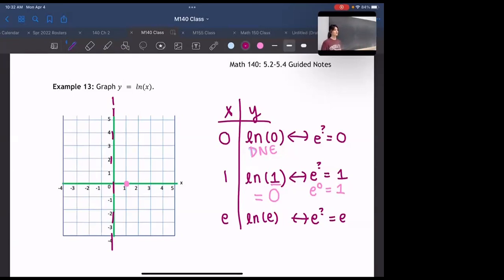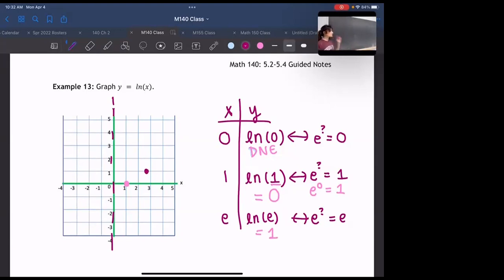e to the first, right? e to the first power is itself. Anything to the first power is itself. So this y value would be 1. Okay, so e is about what, 2.718. So around x equals 2.718, y is equal to 1.